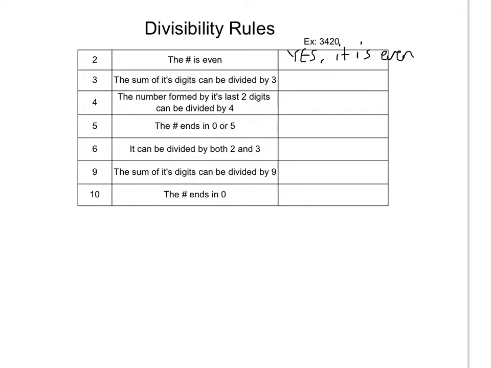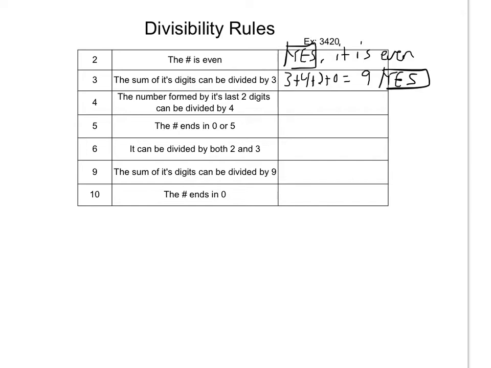Okay? Alright, so to tell if a number is divisible by 3, it says the sum of its digits can be divided by 3. Well, sum of its digits means if I take 3 and 4 and 2 and 0 and add them up, 3 plus 4 is 7, 7 plus 2 is 9, 9 plus 0 is 9, okay? And it says if this sum can be divided by 3, then the whole number is divisible by 3. Well, that's yes, because 9 is divisible by 3. So that means 3,420 is divisible by 3.